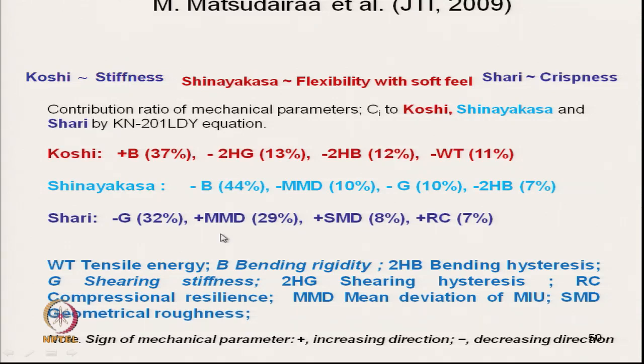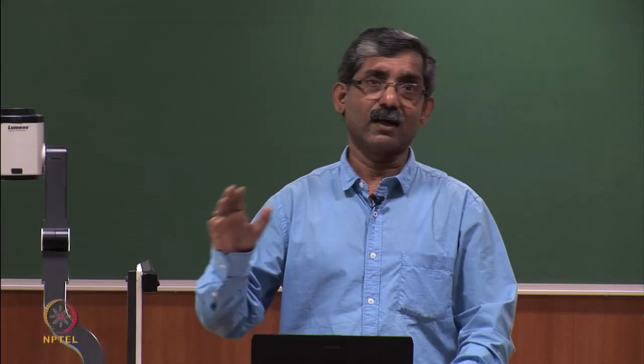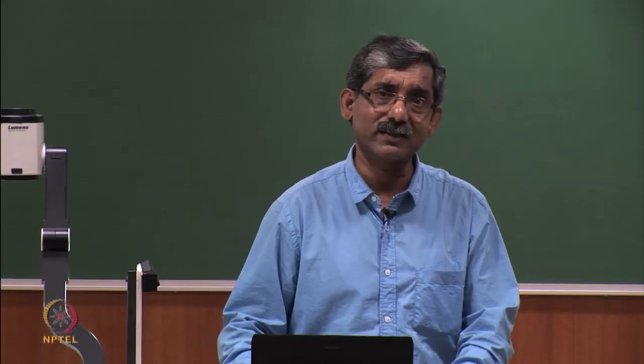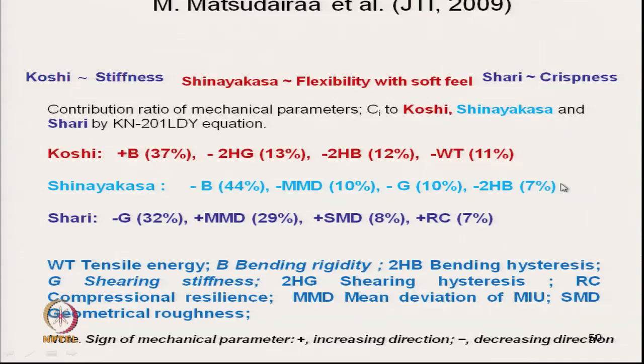That means a fabric with high mean deviation of mu will have a crisp value. The coefficient of variation is changing, which is why it gives the crispness value, and it is also related to some extent with SMD and RC. RC means compressional resilience. These are the values which are significantly related with these parameters. There are other parameters which are not that significant. So, these are the significant parameters.